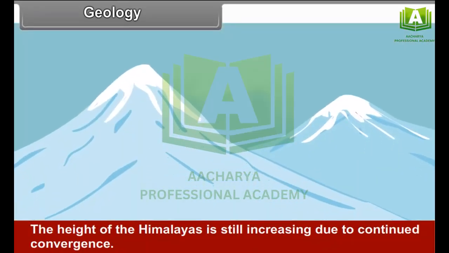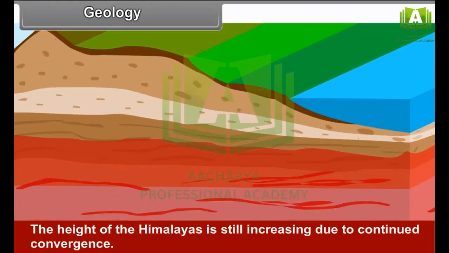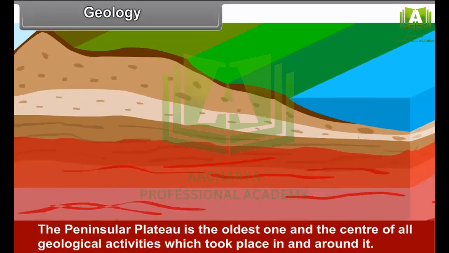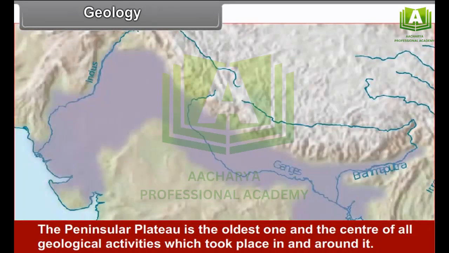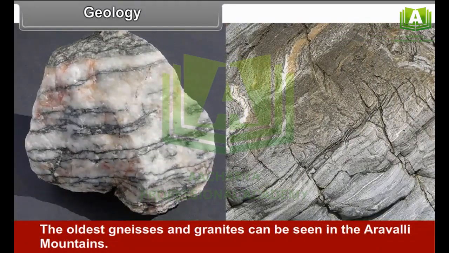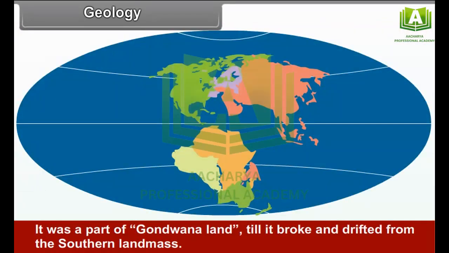The height of the Himalayas is still increasing due to continued convergence. The Peninsular Plateau is the oldest one and the center of all geological activities which took place in and around it. The oldest gneiss and granites can be seen in the Aravalli Mountains. It was a part of Gondwanaland till it broke and drifted from the southern land masses.